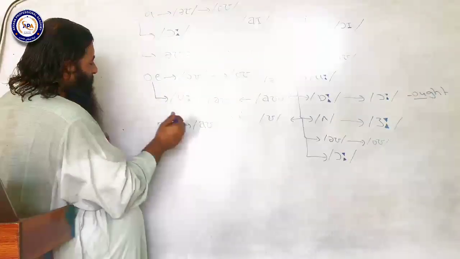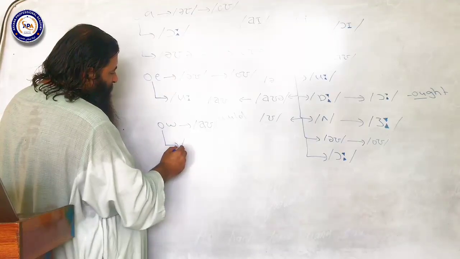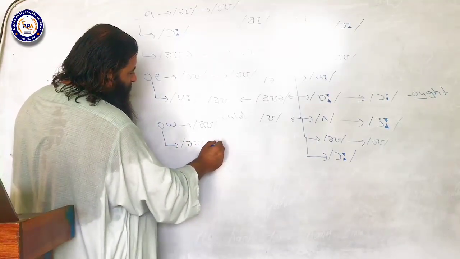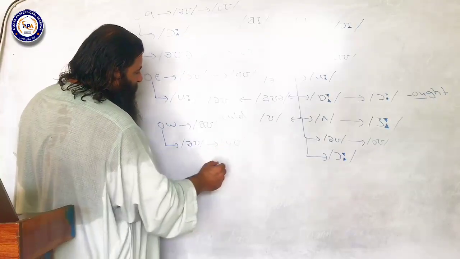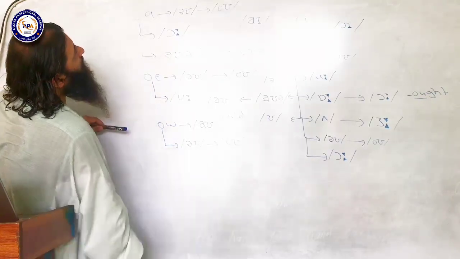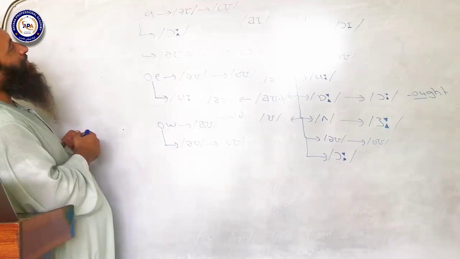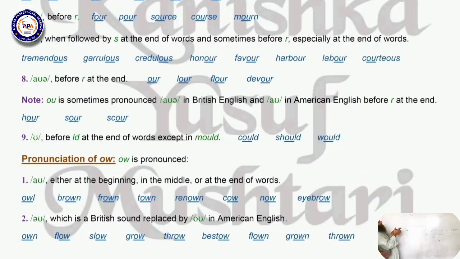The second sound given by OW is the British sound diphthong O, replaced in American English by the American sound O. And this sound can be given at the beginning, at the end, and also in the middle. At the beginning, like own, at the end, like flow, slow, grow, throw, bestow. And in the middle, like flown, grown, and thrown.